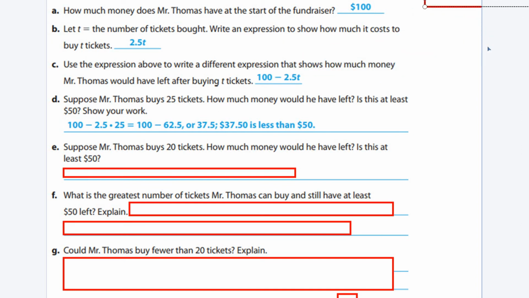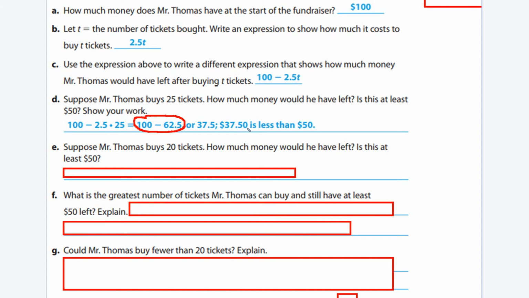Let me put this away for a sec. As you can see, there it is. They did 2.5 times 25, and that would equal $62.50. The reason there's a subtraction, right? He started with $100. If he bought 25 tickets, that's $62.50. 100 minus $62.50 will give you 37.5, which is $37.50.